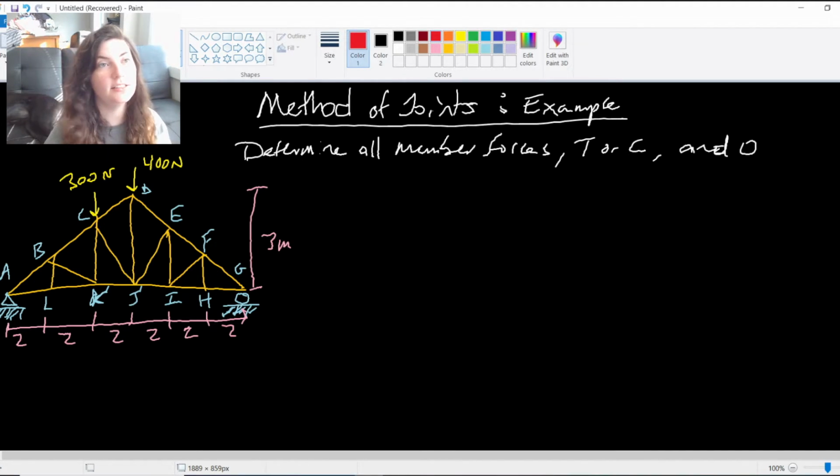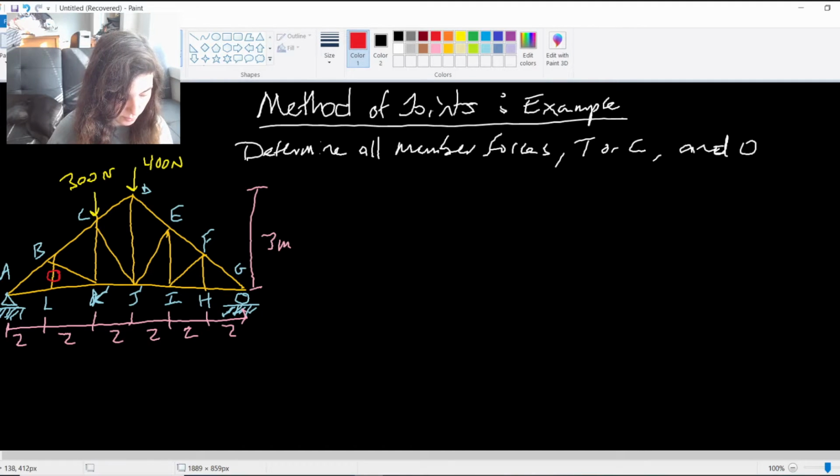In this case, if I start from the left, I can already see that member BL is going to be a zero force member because AL and LK are collinear, and then BL is attempting to intersect them, but it's going to take on no load.